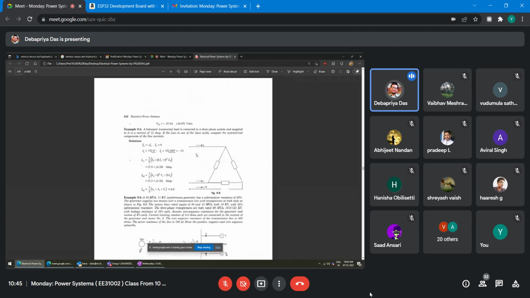So this is one. And another one: a balanced delta connected load was there, in a three-phase system, and the current was 15 ampere, right? All of a sudden in one phase the fuse blew up, right? So the fuse melted actually, so this is disconnected.